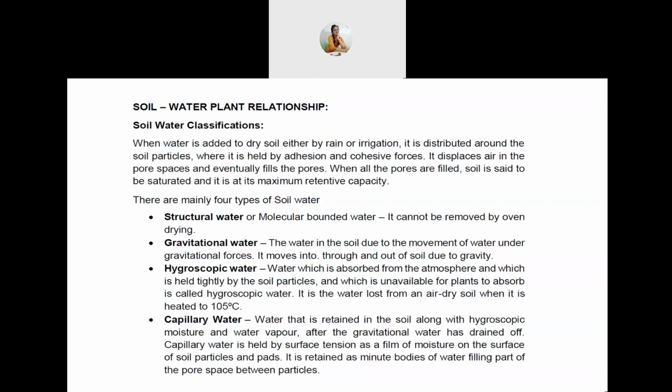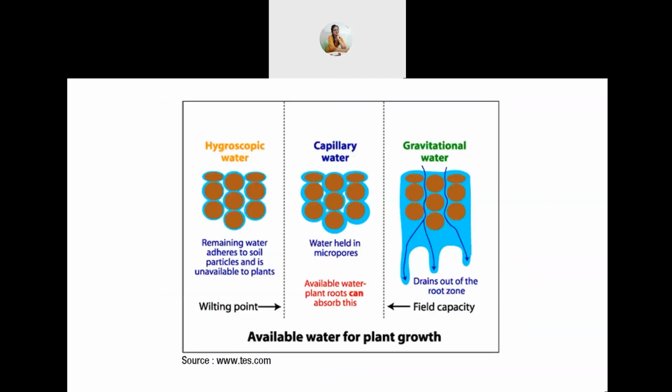Capillary water is water that is retained in the soil along with hygroscopic moisture and water vapor after the gravitational water has drained off. Capillary water is held by surface tension as a film of moisture on the surface of soil particles and pads. It is retained as minute bodies of water filling part of the pore space between particles. This is a figure showing hygroscopic water, capillary water, and gravitational water.